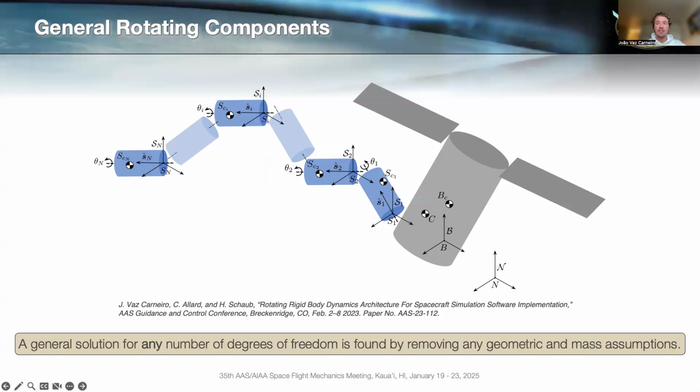And actually, the solution has been found for up to n degrees of freedom. So we can have up to n links, and each link has its own geometry and mass properties, and those are all general. No assumptions are made there. The only assumption here is that they rotate about a single axis each.